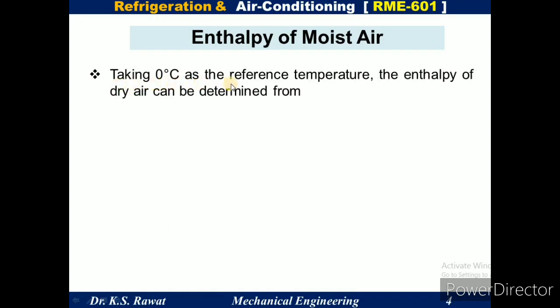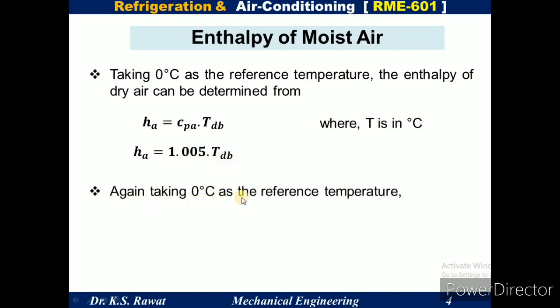Taking 0 degree centigrade as the reference temperature, the enthalpy of dry air can be determined from the equation HA = CPA multiplied by TdB, where HA is the specific enthalpy of the dry air part, CPA is the specific heat of dry air at constant pressure, and TdB is the dry bulb temperature. Remember that the dry bulb temperature is always in degree centigrade in this equation. For air conditioning applications, the value of CPA can be taken as 1.005. So if we put the value of CPA, our equation becomes HA = 1.005 multiplied by the dry bulb temperature.